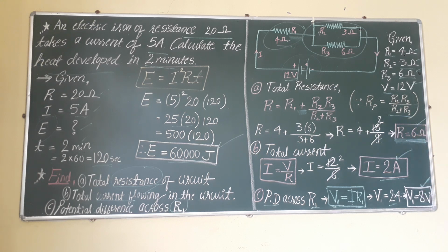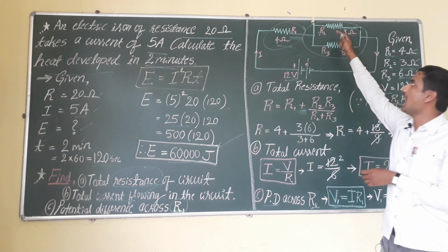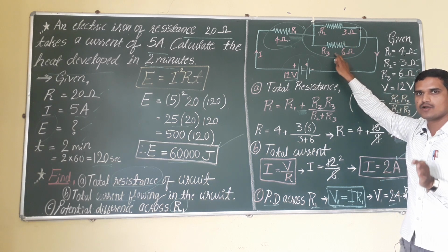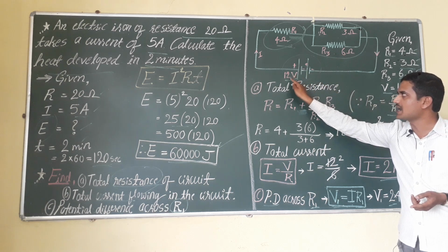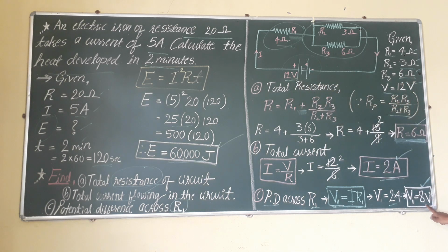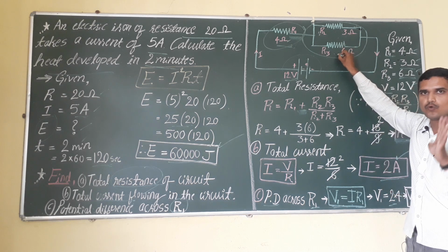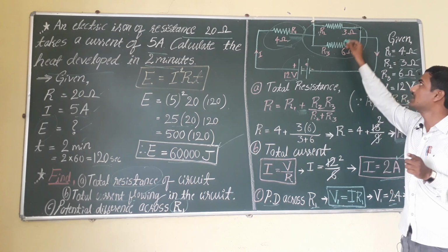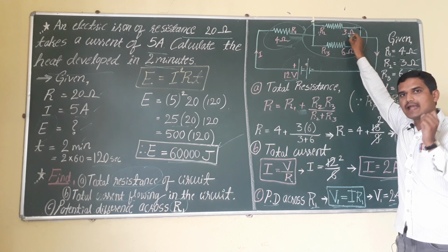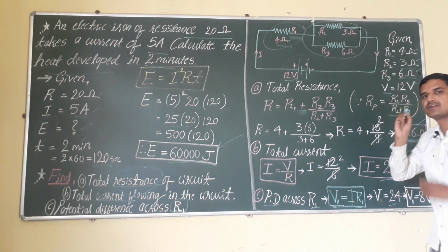If they ask you the question, determine the potential difference applied across R2 and R3, then what you have to do is subtract 8 volts from 12. How much will you get? 12 minus 8 means 4 volts. 4 volts is the same for both the resistors. 4 volts is the potential difference applied across the second resistor, and 4 volts is the potential difference applied across the third resistor also.